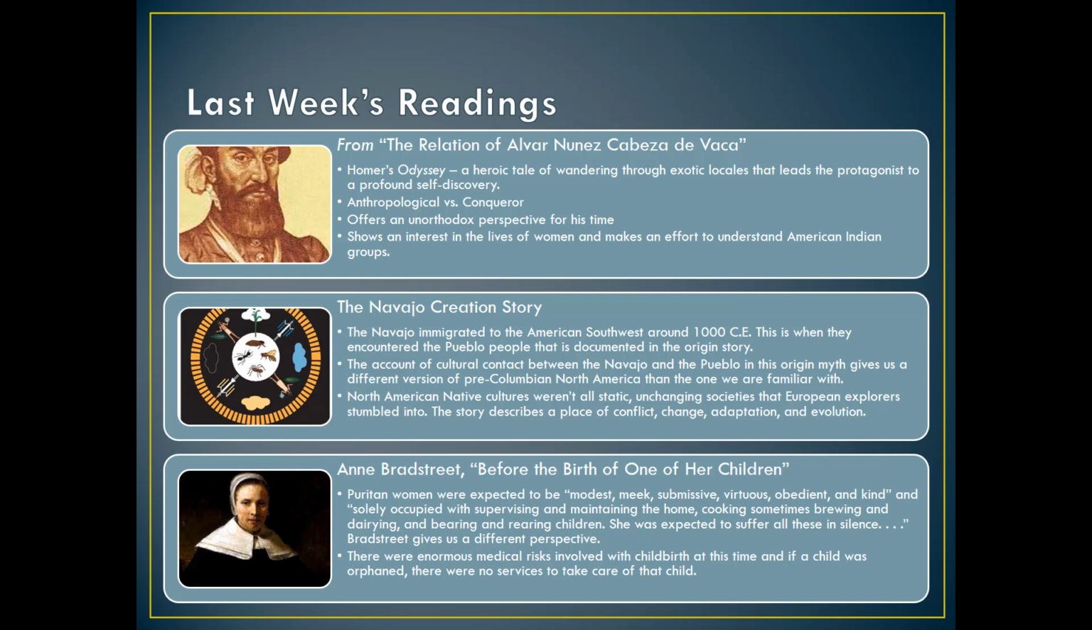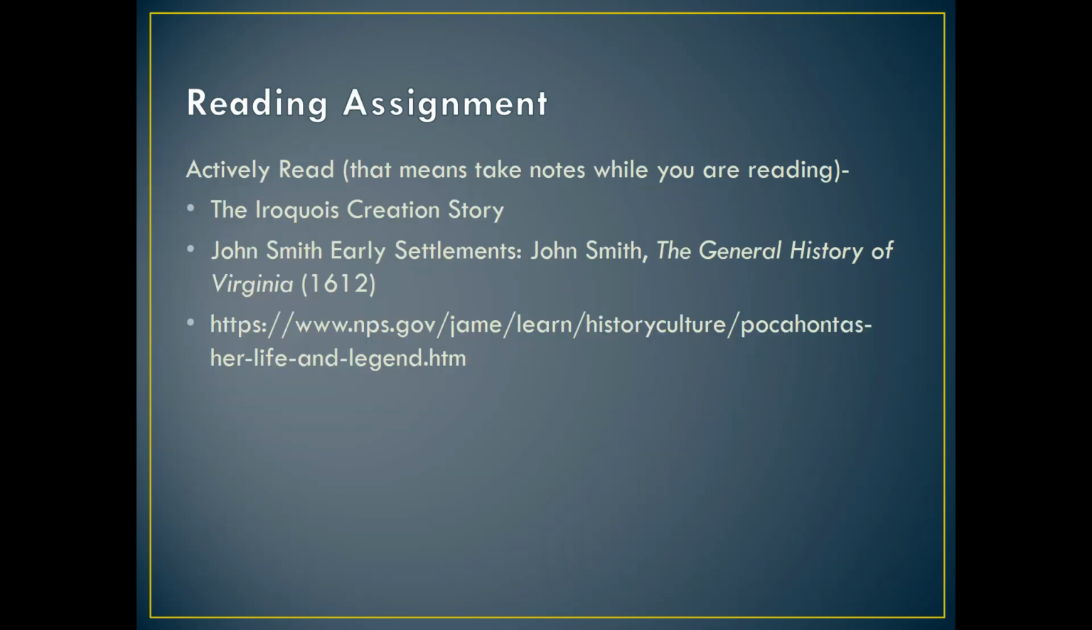So that was last week, kind of like a jumping off point to get us thinking about the differing views of American history and American literature as it began. This week, we're going to also look at a differing view. We're going to look at the Iroquois creation story, which is a bit different from the Navajo creation story. We're also going to read John Smith, The General History of Virginia, which was published in 1612. And we're going to look at a website that talks about the facts in regards to the Jamestown settlement that John Smith is writing about.